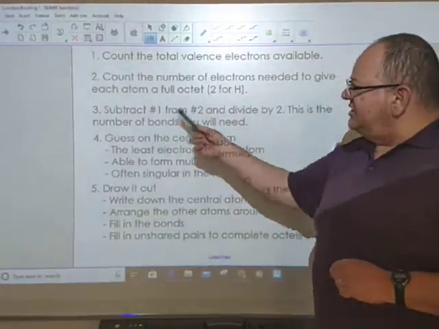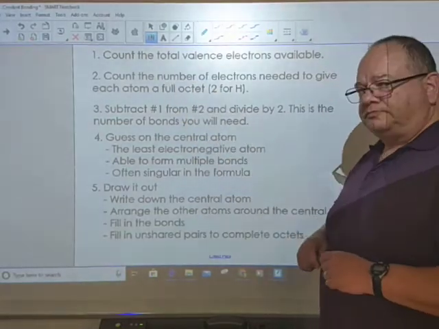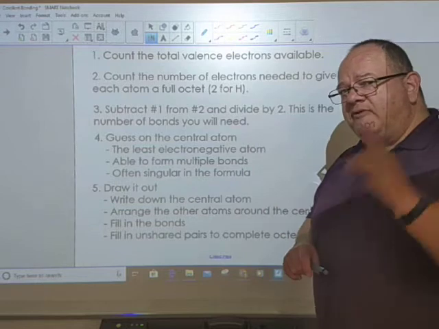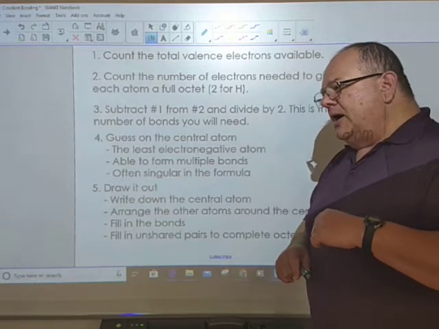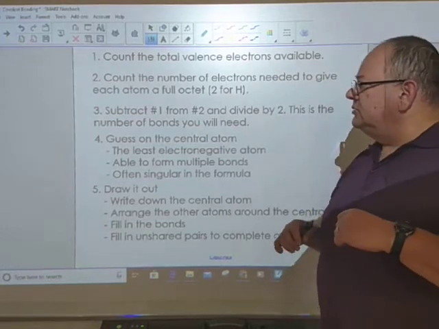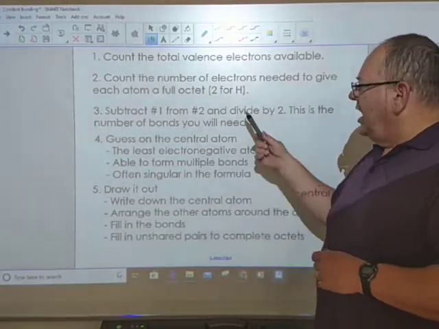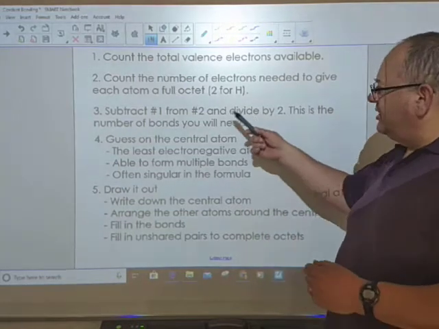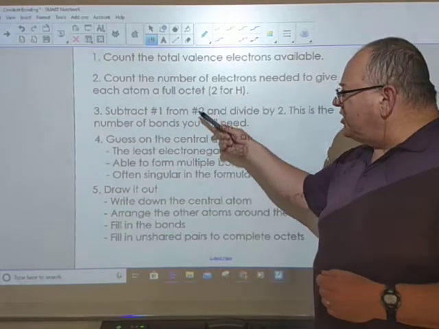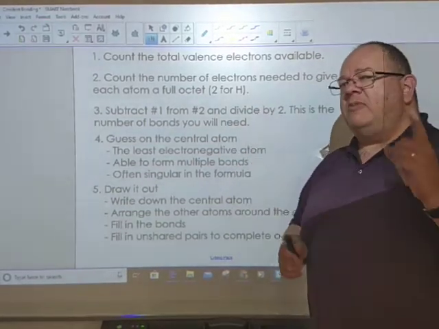Number 3 says I'm going to subtract these two numbers. I'm going to subtract number 1 from number 2. That's going to give me a number of electrons that I'm going to have to share in order to get these atoms happy. And when we share electrons, we share them in bonds, which are shared pairs. So I'm going to take that number I get from subtracting, and divide it by 2. That's going to tell me how many bonds I need.